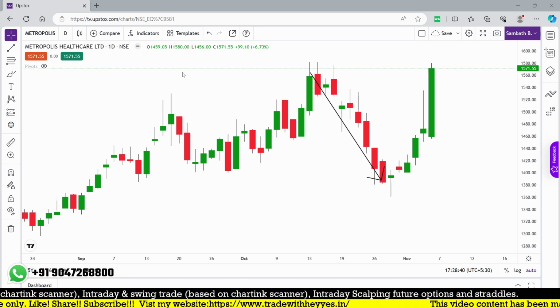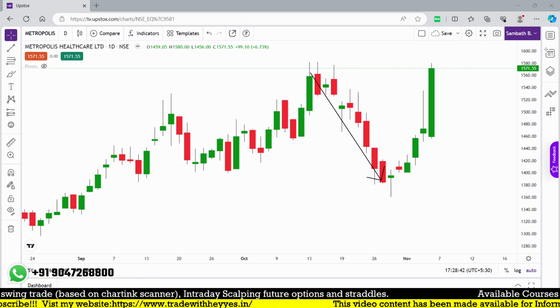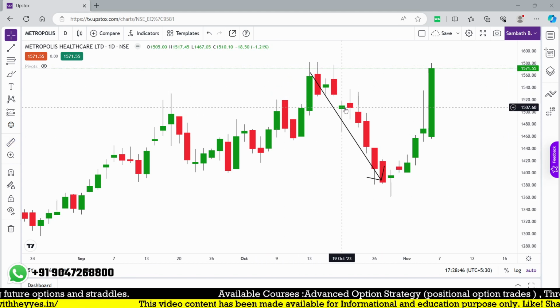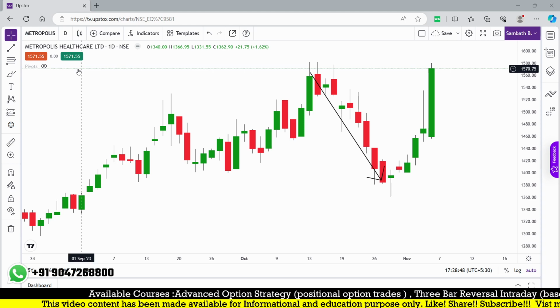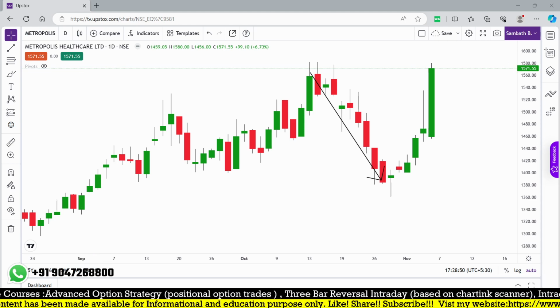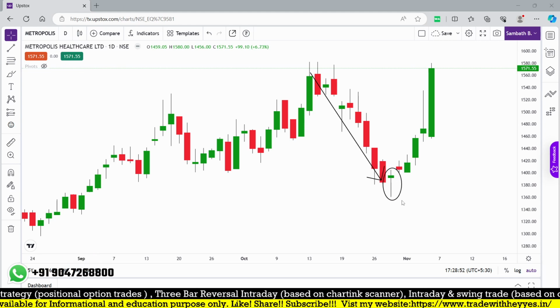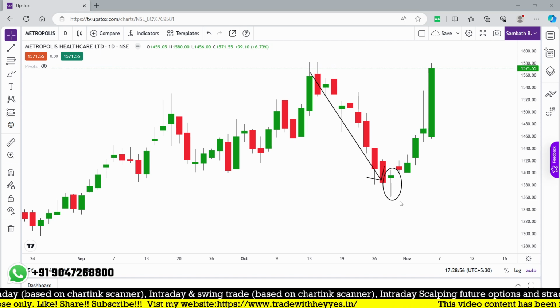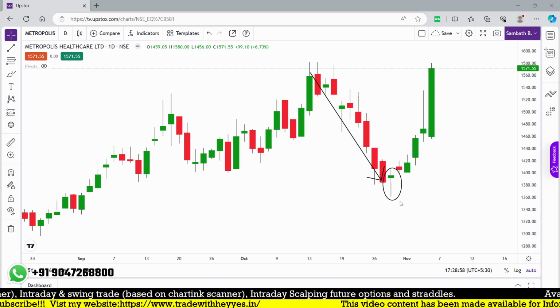Looking at this chart of Metropolis, we find a downtrend. The overall market in the last 10-15 days has been in down mode. After the downtrend, we should look for a swing low or a swing trading opportunity at the lowest level with this single candle pattern.